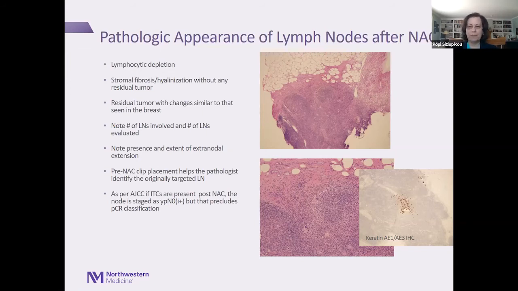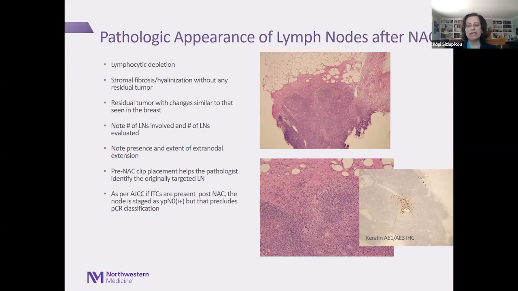For the post-neoadjuvant chemotherapy staging summary, the pathologist needs to state the number of nodes examined and the number of nodes involved by residual tumor, if any. In addition, we need to mention the presence and the extent of extranodal extension. In our institution and many other institutions, a pre-neoadjuvant chemotherapy clip placement helps the pathologist identify the originally targeted lymph node pre-treatment. Isolated tumor cells are defined similar to pre-treatment specimens as deposits of either less than 200 cells or less than 0.2 centimeters in size.